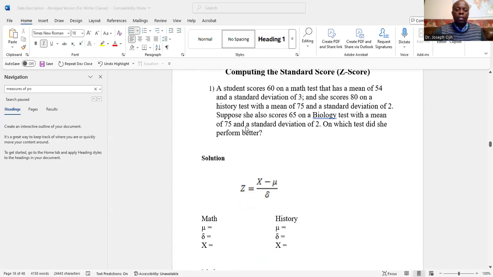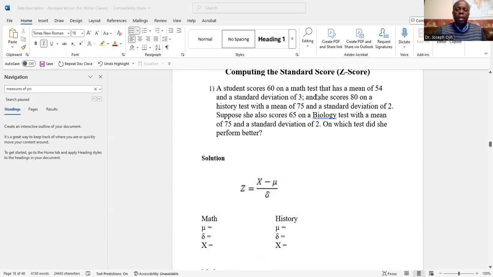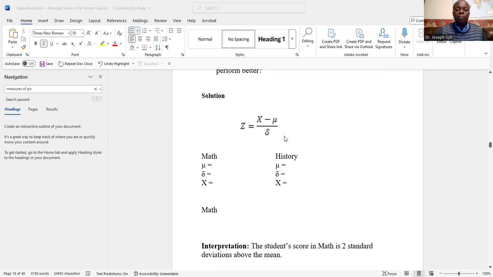I'll use this example. It says a student scores 60 on a math test that has a mean of 54 and a standard deviation of 3. And she scores 80 on a history test with a mean of 75 and a standard deviation of 2. Suppose she also scores 65 on a biology test with a mean of 75 and a standard deviation of 2. On which test did she perform better?